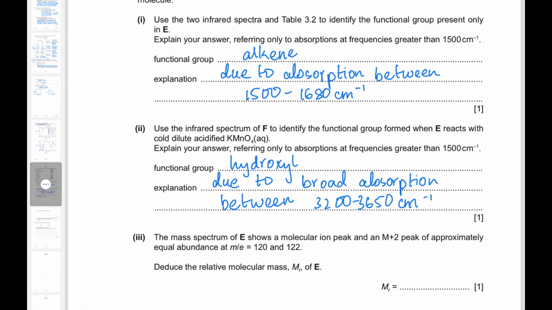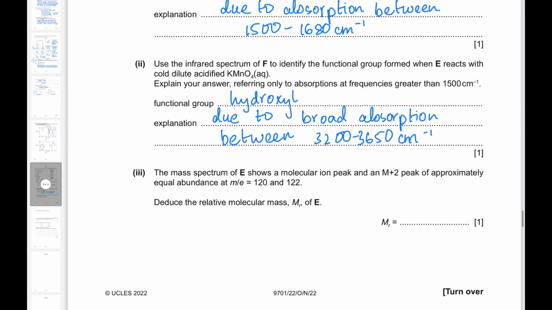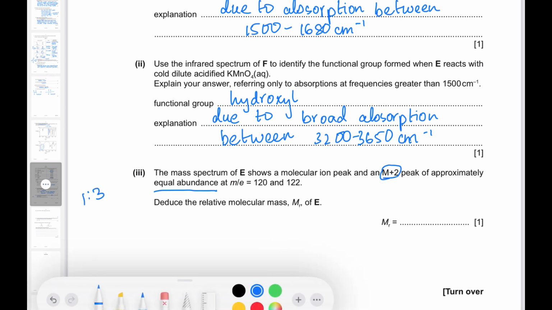The mass spectrum of E shows a molecular ion peak and an M+2 peak of approximately equal abundance at these ratios. Deduce the relative molecular mass of E. Alright, whenever you see an M+2 peak, that means in the compound that you're dealing with, you either have a chlorine atom or a bromine atom. Now, because the peaks are approximately of equal abundance, that means this is going to be a bromine atom. If the peaks had a ratio of 1:3, that would have been chlorine.